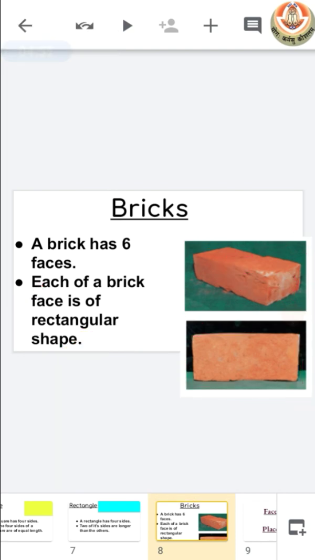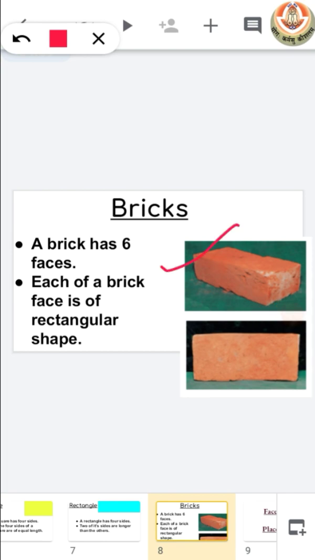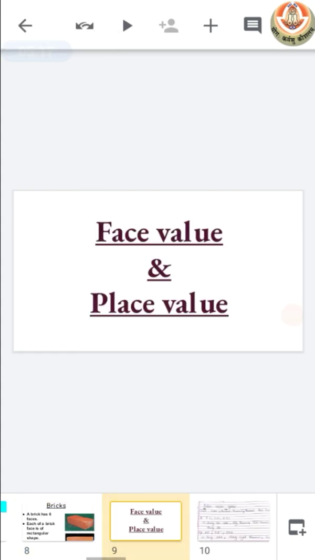Right? Means 3 faces we can see in this picture and 3 faces are hidden behind these 3 faces. So we can say that a brick has a total of 6 faces. How many faces does a brick have? 6 faces. Now let's revise face value and place value.